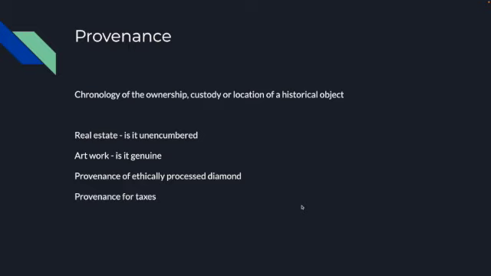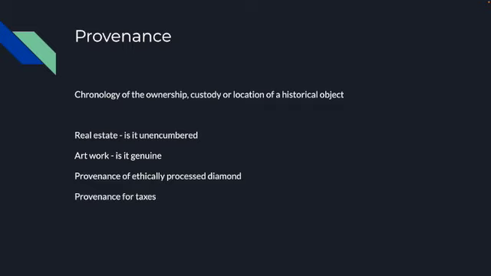One more thing that NFT allows is provenance. It basically tells you the chronology of the ownership, custody, or location of a historical object. So for example, when we buy real estate, we try to find out whether it is unencumbered or not. We want to go back in history and see who all owned it and whether it has passed through the right ownerships. Similarly, for artwork, to find out whether it's genuine or not, we try to find out where it has originated from, and we try to link it back to the original creator.